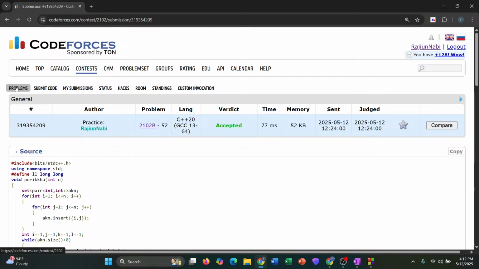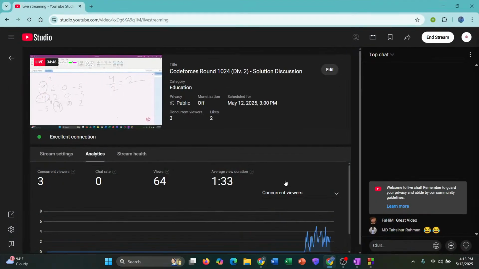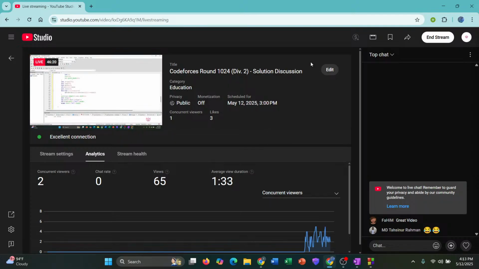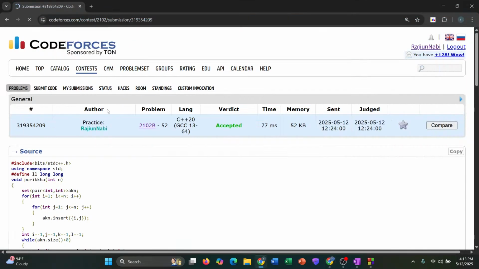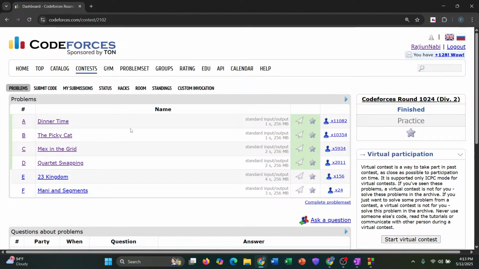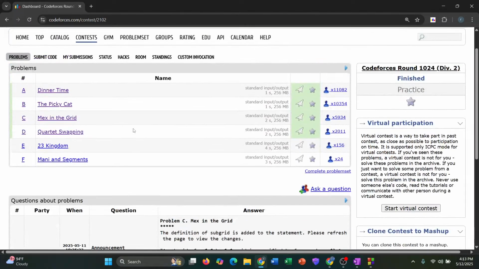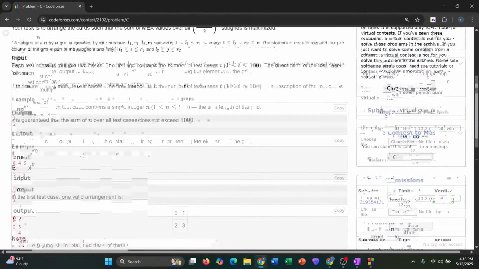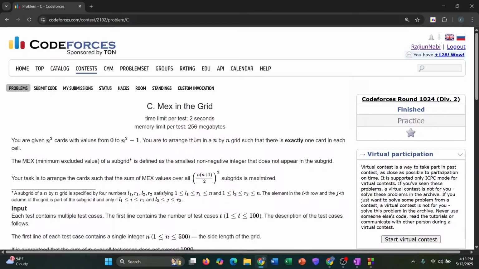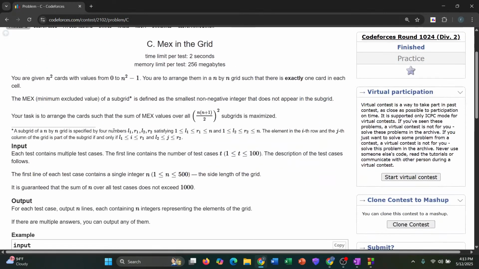So this is the explanation of problem B. I hope you guys are clear on the explanation. Does anyone have any problem? Okay, so now let's go to problem C.